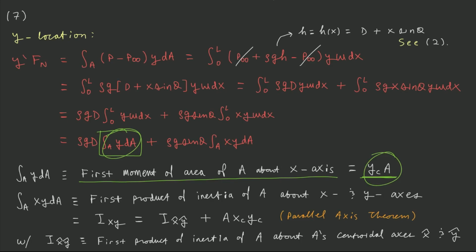The second special quantity is the integral over A of xy dA. This is not as famous of a quantity, but it is also important in statics and dynamics, and it is the first product of inertia of the area A about the x and y axes. Now what you can actually do with this second special integral is express it as the product of inertia about its x and y centroidal axes plus its area times its x-coordinate of its centroid times its y-coordinate of its centroid, which is this expression right here. You can use the parallel axis theorem to do that.